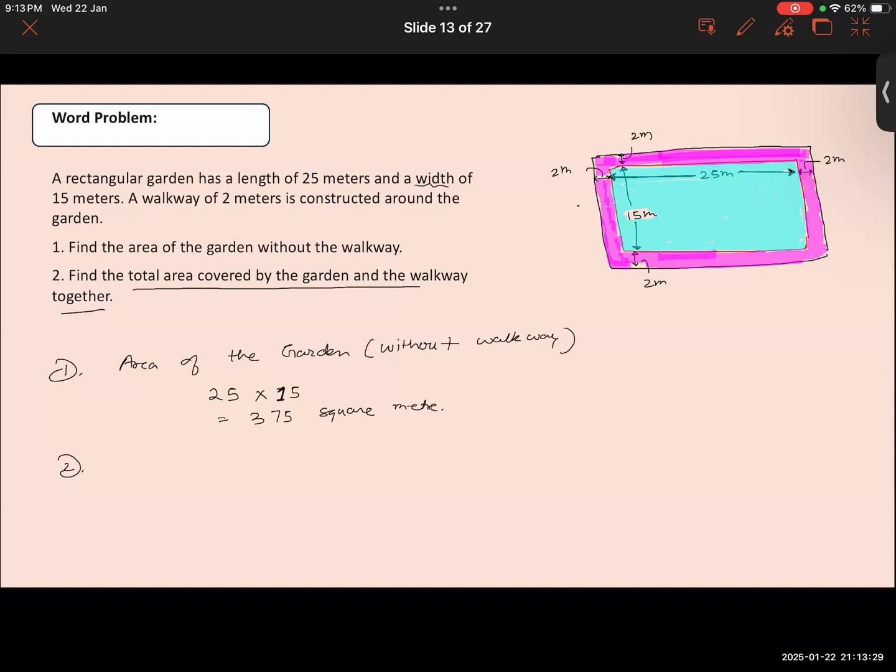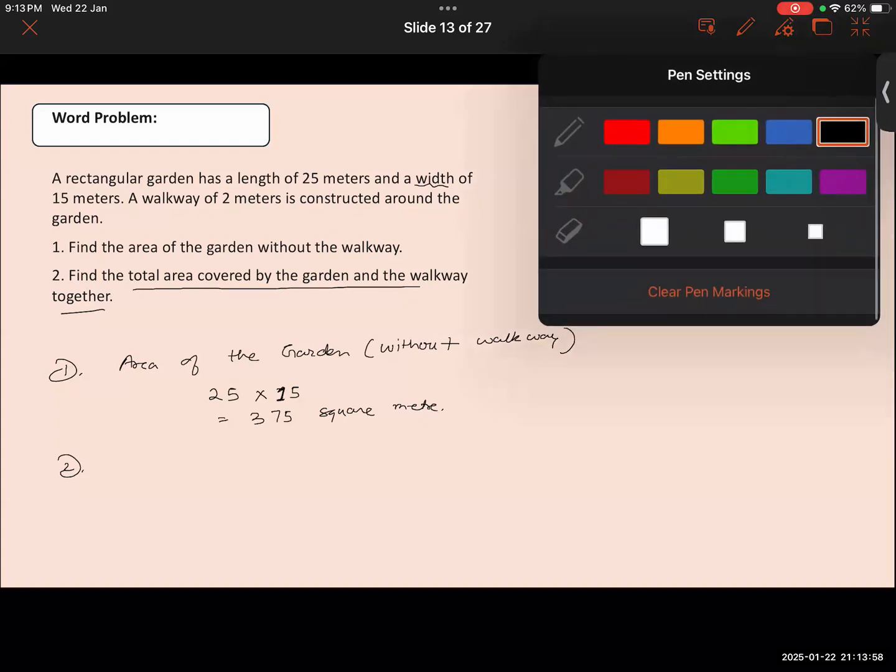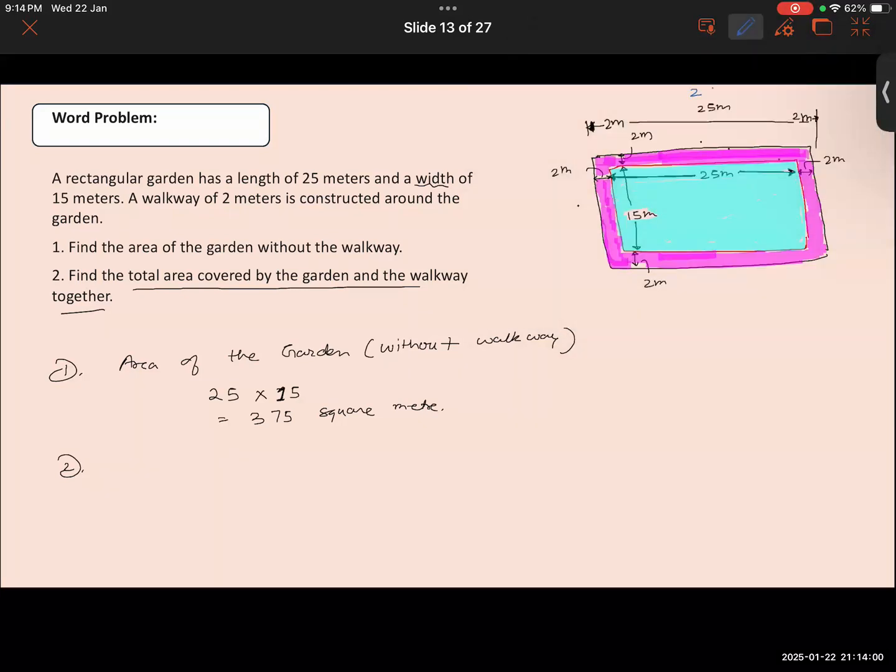So while you will be calculating the new length, this will be the new length now. 2 meters from this side, then 25 meters from this side, and then the remaining 2 meters from this side. So that should be 25 plus 2 plus 2. That will be equal to how much? 29 meters. Please tell me you're getting it.